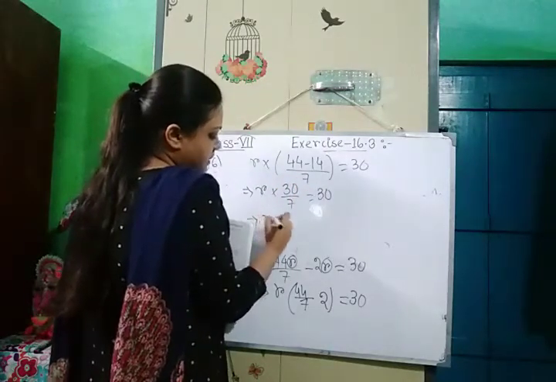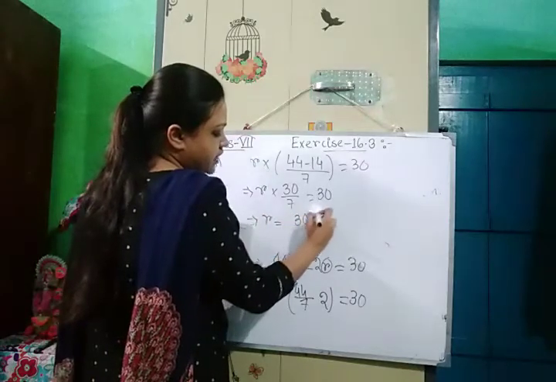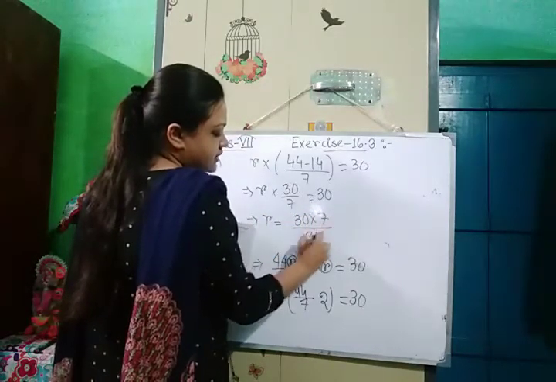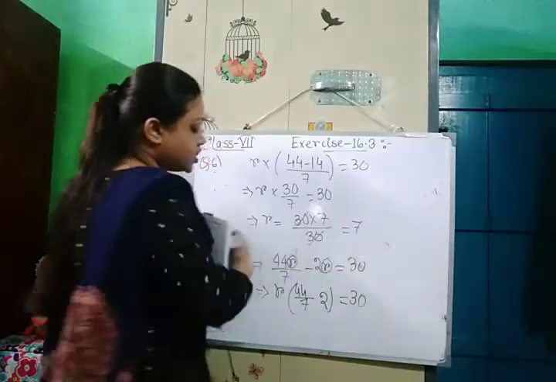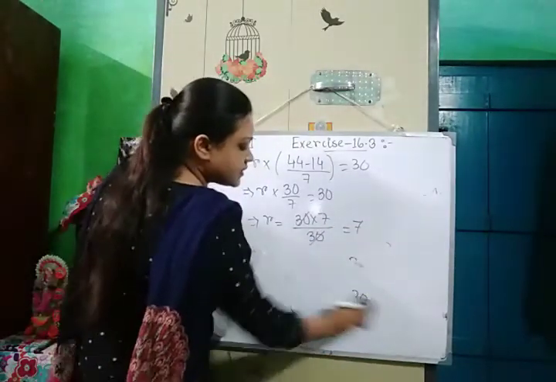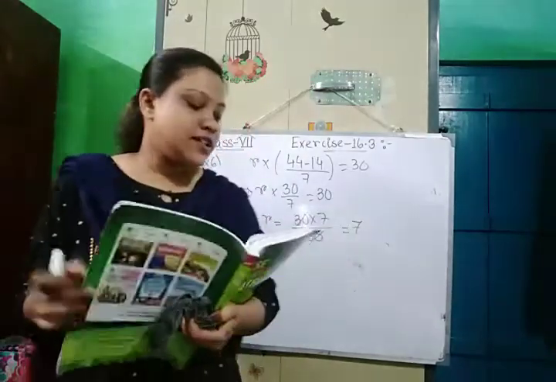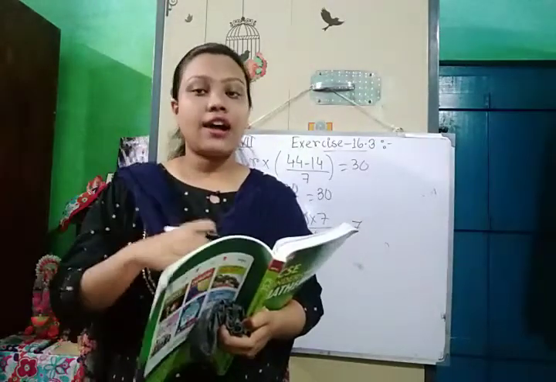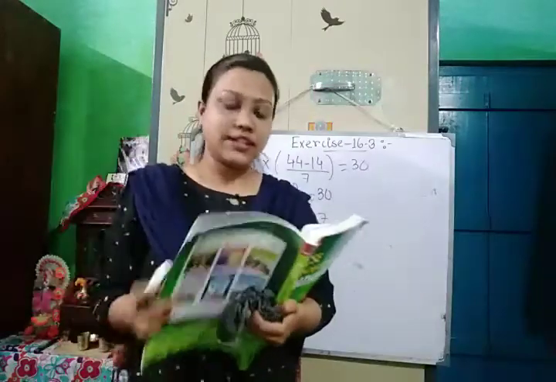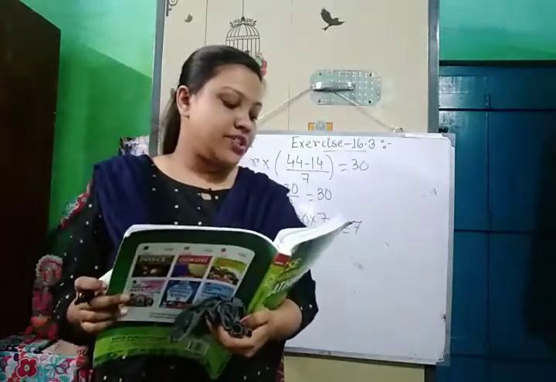So by cross multiplication we will get 30 into 7 by 30, that is 30 cancel, 7. So the radius of the circle is 7 centimeter. Okay. So what will be the answer? That the radius of the circle is 7 centimeter. Okay. So hope this is clear. Next I am doing question number 10.